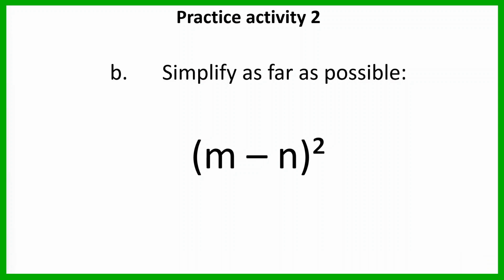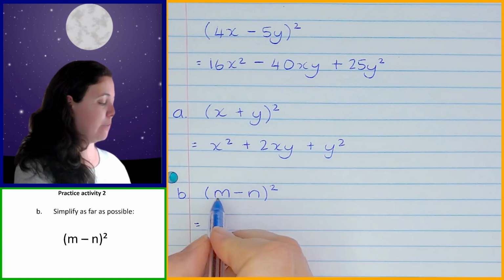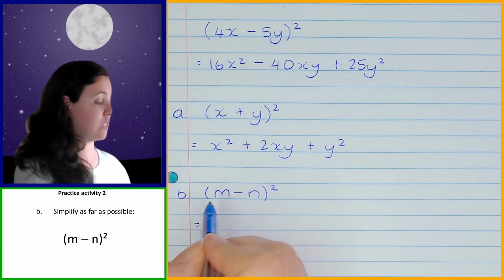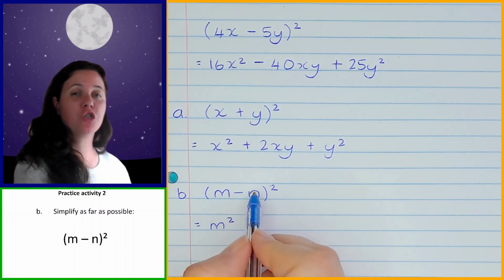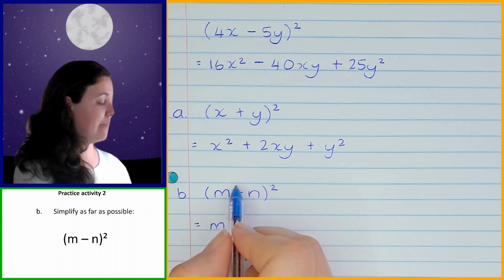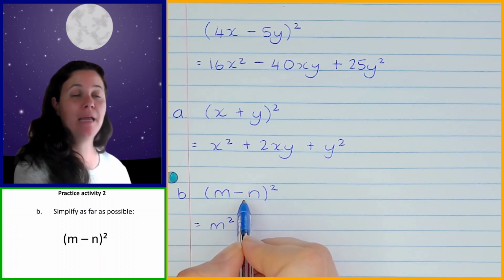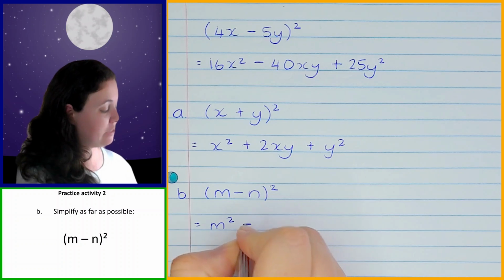Okay, so let's go through that question quickly. For my first term, I'm going to take the first term in the brackets, which is the m, and multiply that by itself, or square it. So that gives me m squared. Then I'm going to multiply the two terms together. So that's m times negative n is negative mn. And I double that, giving me negative 2mn.